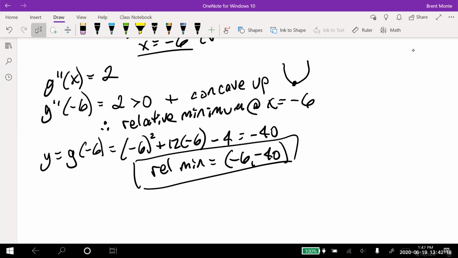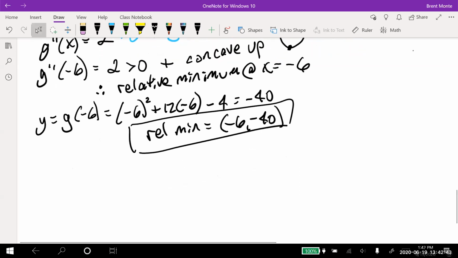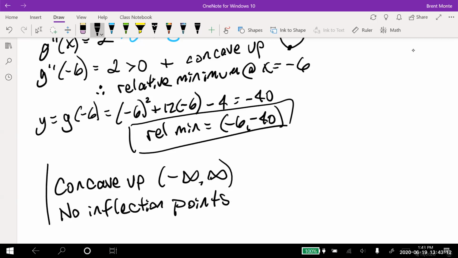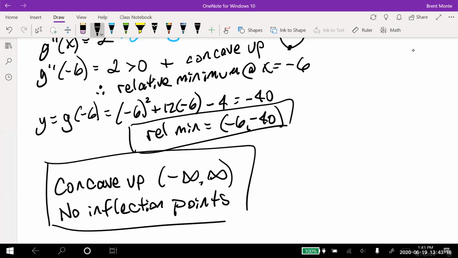Now, notice my g double prime. Let's go back here. G double prime was 2. It's a constant 2. It's always greater than 0. It's always positive. That means the graph is always concave up. G of x is always concave up. So down here, we'll write concave up, negative infinity to infinity. And we know that because x squared is an upward parabola. It doesn't change concavity. Since it's always the same concavity, it never changes concavity, so no inflection points. So there's the other two ideas, and then we're done with that problem.